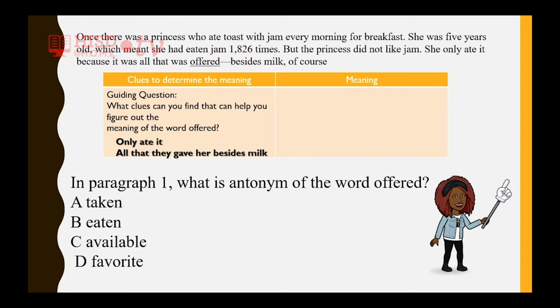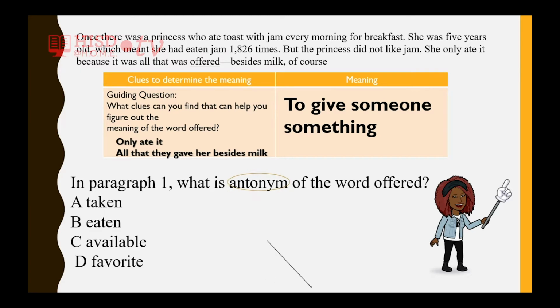So from there, I want to determine a meaning. I want to come up with my own meaning. So the meaning that I came up with for offered is, if they offered her something, that's to give someone something. So they offered her jam, so they gave her jam. But the question asks in paragraph 1, what is the antonym of the word offered? If I remember, antonym means the opposite. So I want to find something that means the opposite of to offer someone, to give someone something.